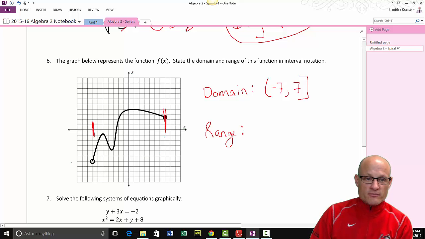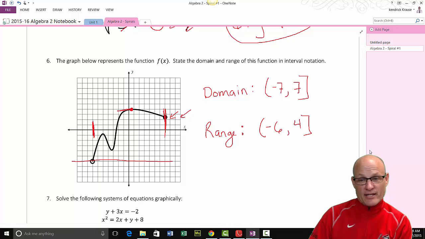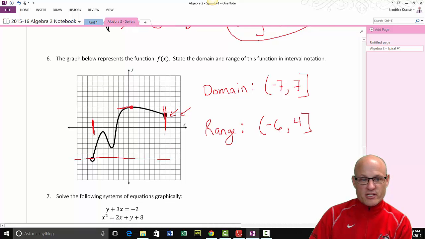Range, lowest, which is negative 6, but not including, all the way up to highest. This is not the highest point. This is the highest point, and that is at 4. And it is inclusive because it's equaling that. Tricky, tricky, tricky.